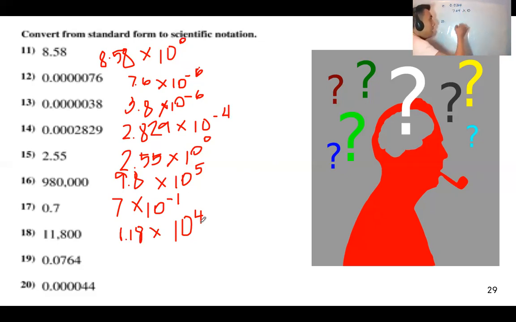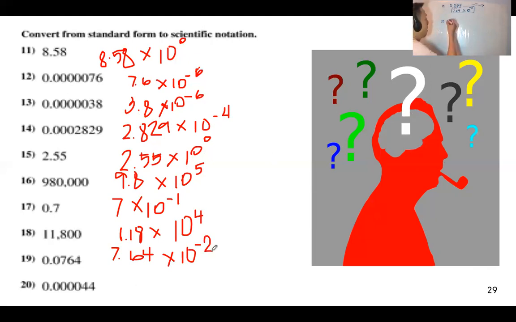Times 10. How many times we move the decimal point? So from here, 1, 2. 2 only. We moved to the right side. So it will become negative. So the answer for number 19 is 7.64 times 10 raised to negative 2.